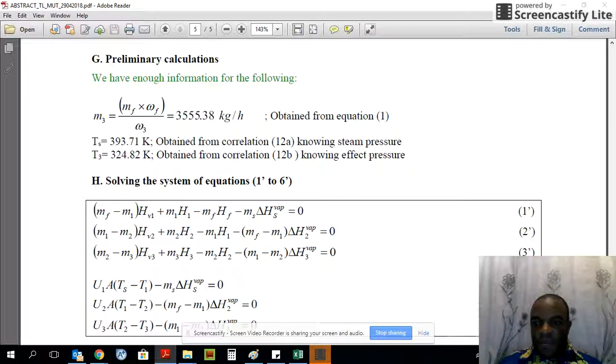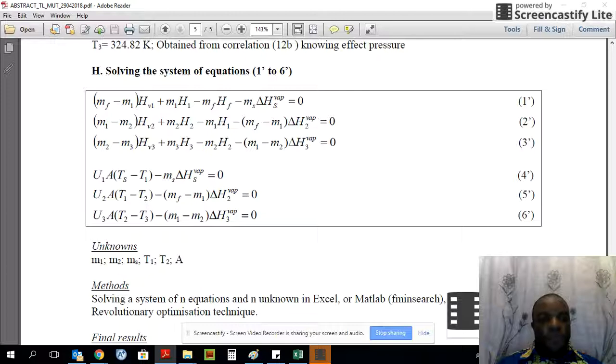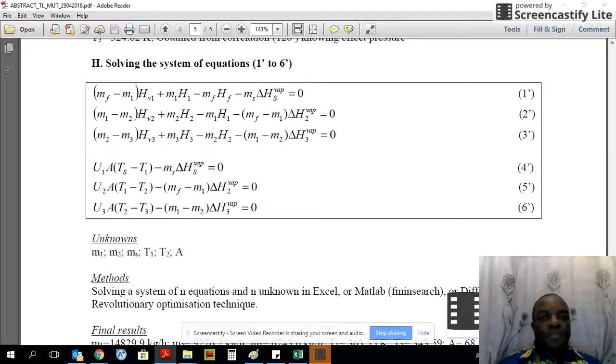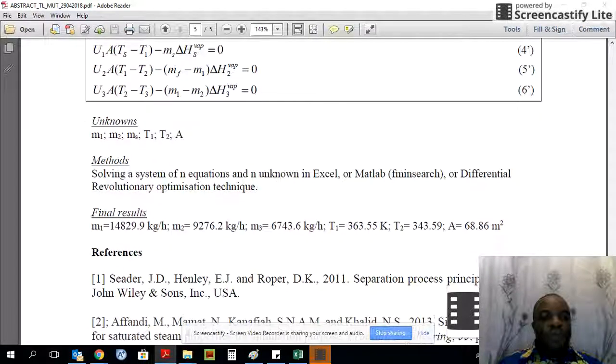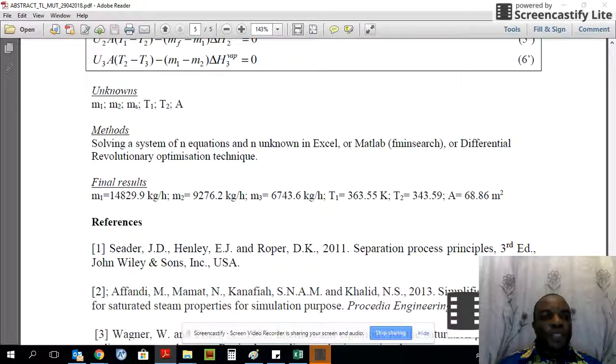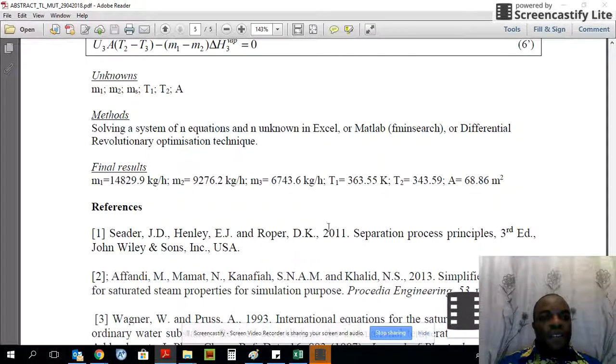And this now will lead us to solving the system of equations. We use a method that we know. Remember that we have those six unknowns, and if you use the problem in the textbook, this is what you're going to have as final result.